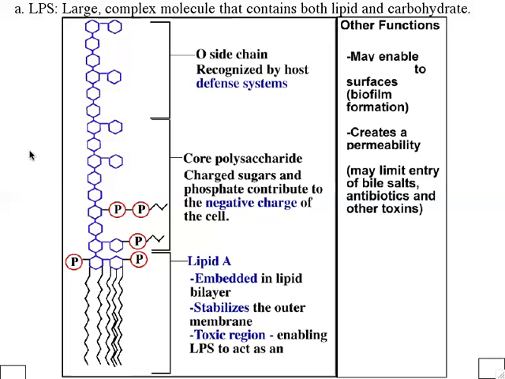So remember too that the other function is allowing it to adhere to surfaces, allowing it to make biofilms, and allowing it to create this incredible permeability layer. Not only does it exclude antibiotics and toxins, but interestingly, it also excludes bile salts. So hang on, something should be starting to make sense. Where did we say we mostly find gram-negatives? Gut. Where do we find bile salts? Gut, right? Bile salts are the detergents that degrade fats and emulsify fats in your gut. So gram-negatives are like, bam, bile salts, you know, what else?